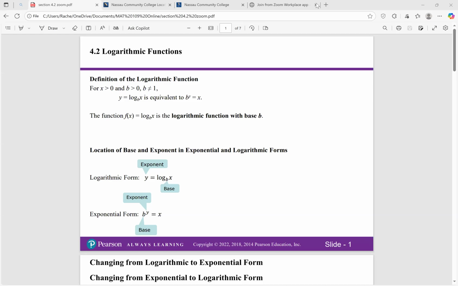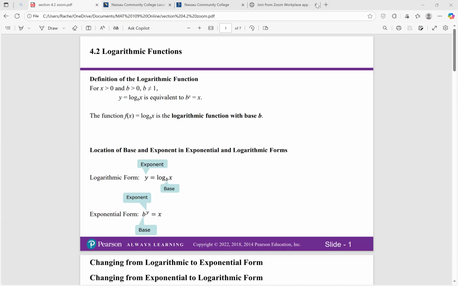In this lecture, we're going to cover section 4.2, logarithmic functions. The first page starts with the definition of a logarithmic function. This may look familiar to you. I feel like at some point or another, you had to evaluate logs.